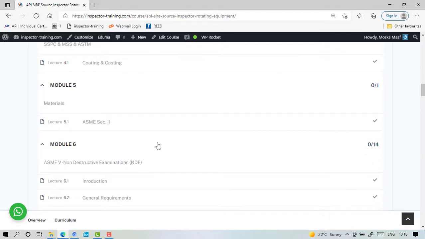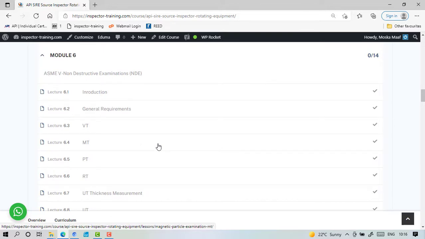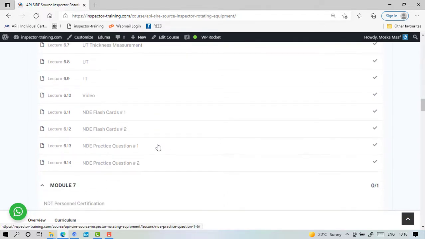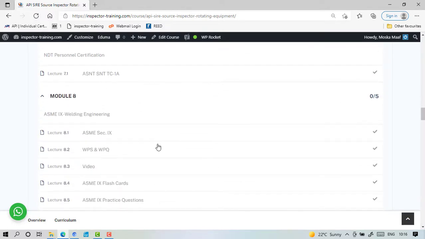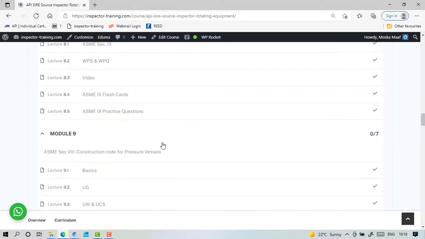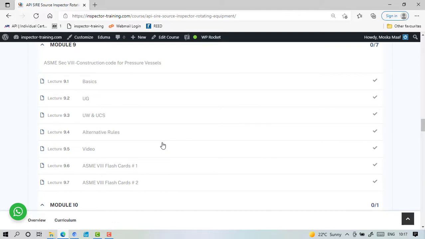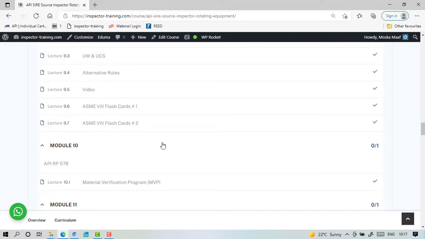Coating and casting, materials, an extensive description of non-destructive examination complete with flashcards and practice questions, NDT personnel certification, ASME Section 9 welding engineering, WPS and WPQ with flashcards and practice questions, construction code basic rules, general rules, welding rules, rules for carbon steel, and alternative rules, with video and flashcards.